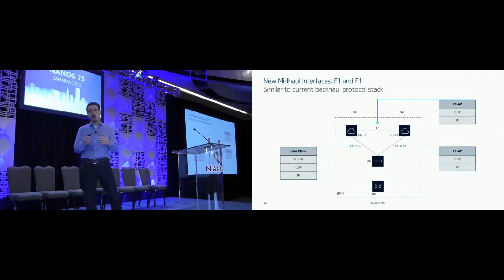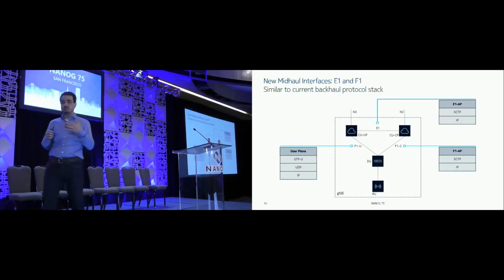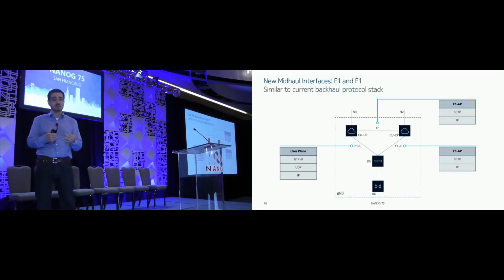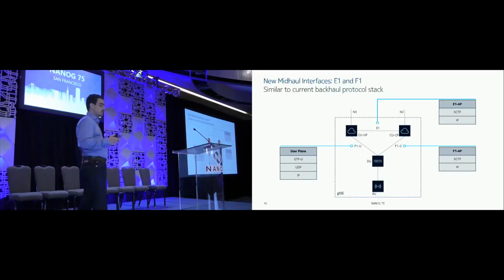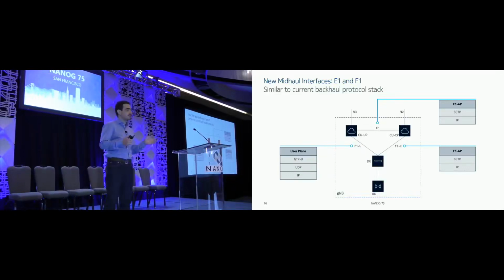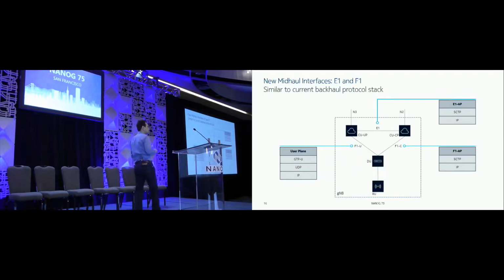So at the end of the day, mid-haul is nothing different from backhaul. The only real difference here is that the user plane packets are not IP, because remember, this is an intra-radio interface, and we have IP encapsulated into a PDCP protocol in the user plane. But other than that, it's pretty much the same IP network, same IP requirements. It's good old IP networking, right?